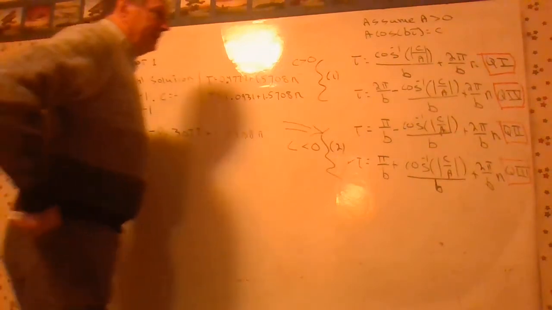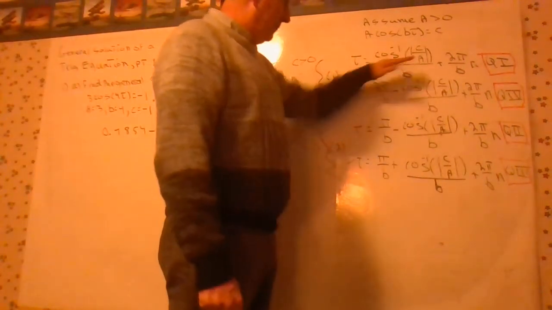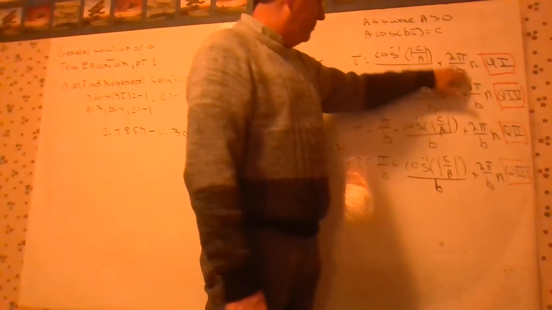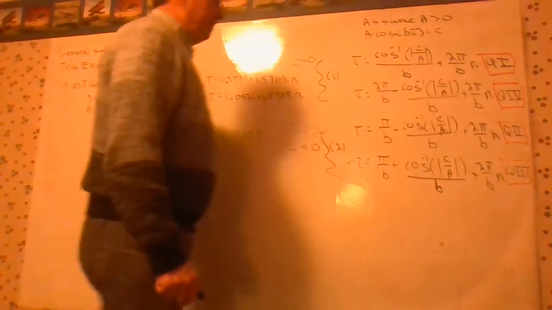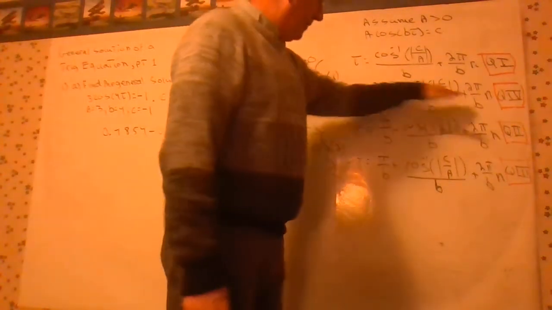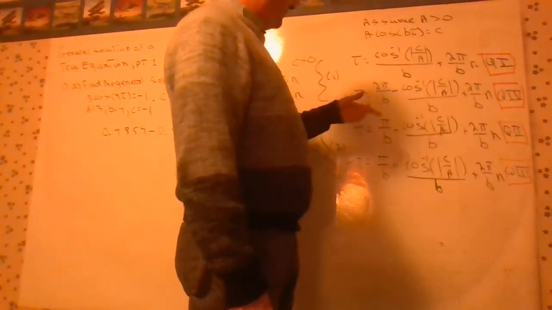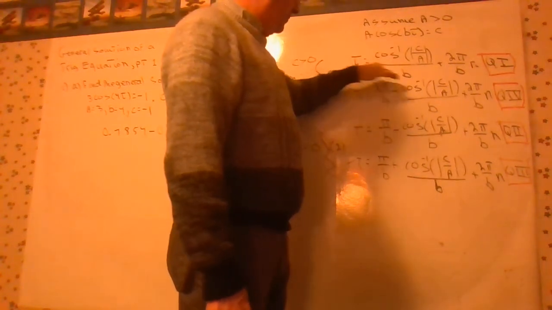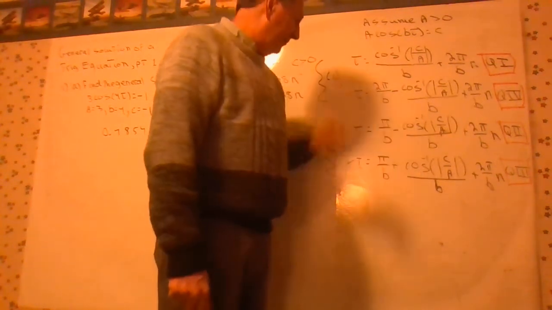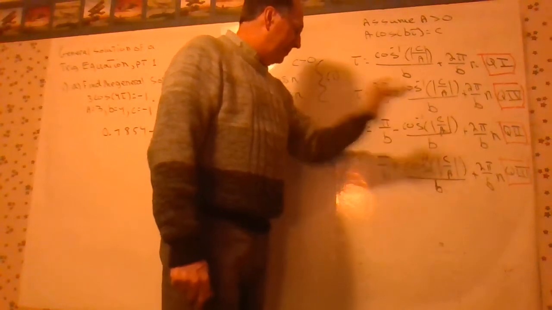There are obviously certain commonalities here. We always have 2 pi over b times n at the end. That's just standard. Everything's divided by b, and of course you can just remember reference angle first quadrant, 2 pi minus fourth quadrant, pi minus second quadrant, pi plus third quadrant.